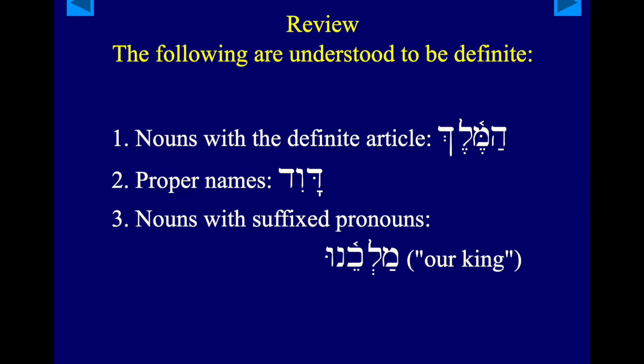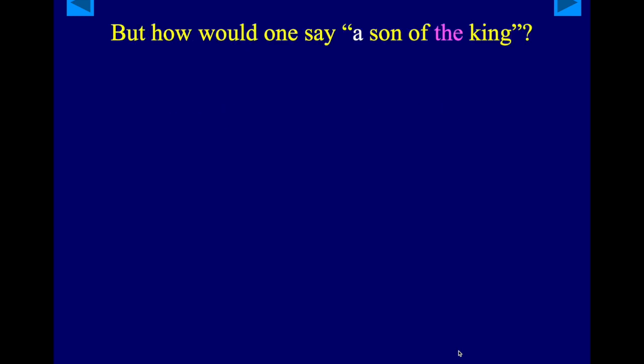So, the following are understood to be definite. Just reminding ourselves, what does it mean to have a definite noun? A noun that has a definite article attached to it, like hamelech, that's definite. Proper names like David or Yahweh or Israel, those things are definite always. And then nouns with suffixed pronouns. Remember, we talked about these little things. We'll talk about them more later. But these little pronouns like our stuck on the end can make everything definite all the way back up the chain.